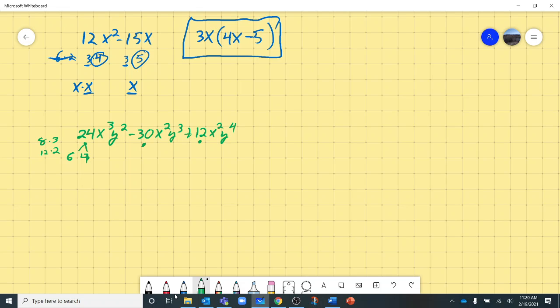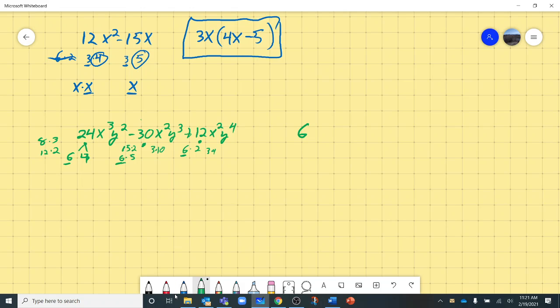30 is 15 times 2, or 6 times 5, and 3 times 10. 12 is 6 times 2, 3 times 4, 12 times 1. We have a 6 in each of these, and that's going to be my greatest common factor. There are others. These are all even, so 2 goes into all of them, but 6 is going to be the largest number that I can pull out, right? So I'm going to pull out a 6. I'm going to set that aside over here, 6.